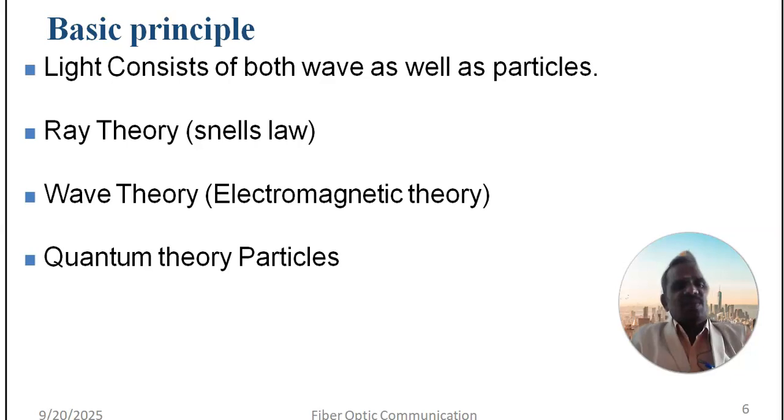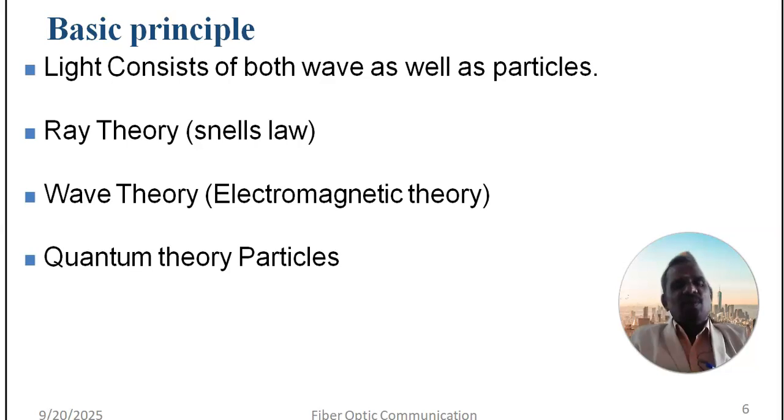Then the basic principle. Light consists of both waves as well as particles. When you look deep into the light, it has a small thing which you call photons. Sometimes you can see the photons as a particle, but the particle will not stay in one place. It will just travel in the form of a wave. That's why light consists of both wave as well as particle.